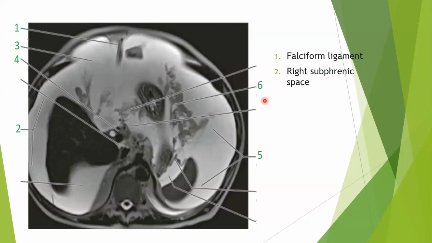Number 3, right subhepatic space. Number 4, portal triad within the hepatoduodenal ligament.